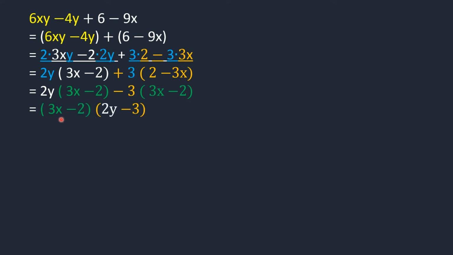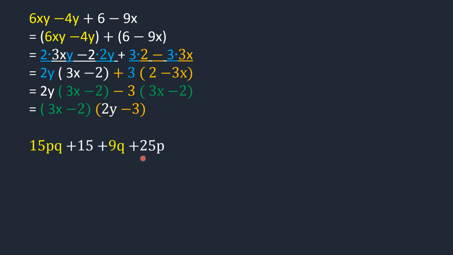So we have 3x minus 2, and what remains is 2y minus 3 as the second factor. You can also make the group as first term with the last term and second term with the third term also. But you cannot make the group of first term with the third term, because after taking 6 as the common factor, you will get xy minus 1, which you won't get with the second group.